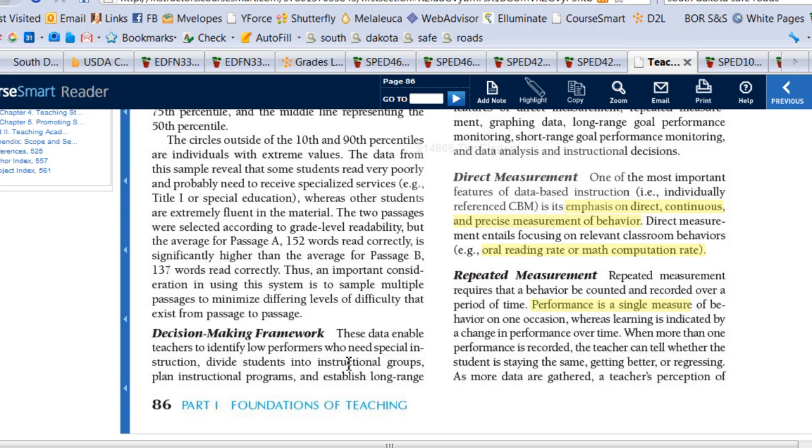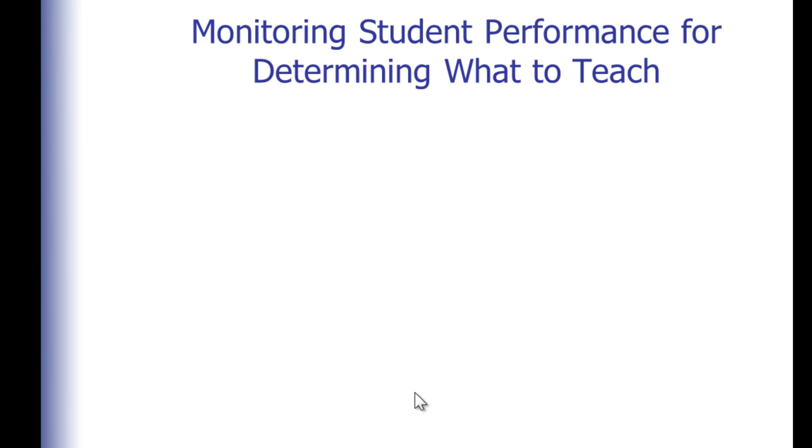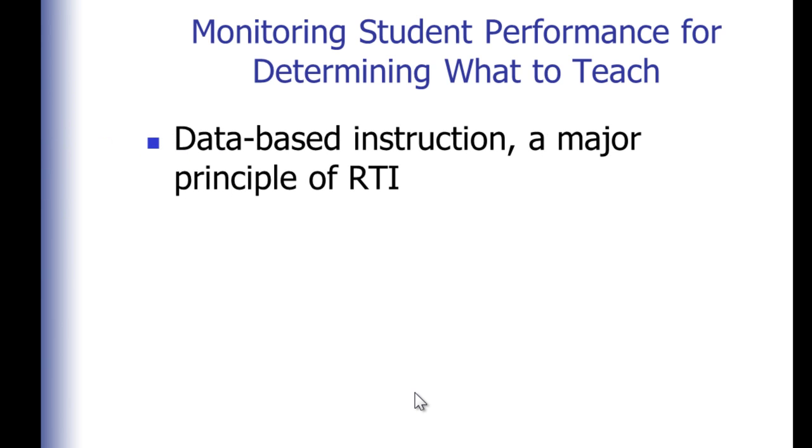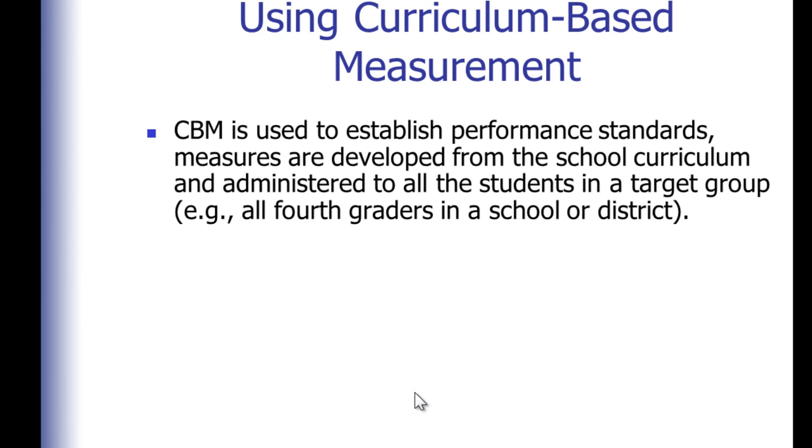Then decision-making framework. Let's see what I have on this here. Making instructional decisions. Establish performance standards, because it has to be more. You have to know what they can do performance-wise. Remember, you have to have condition, criteria, behavior. To what degree.